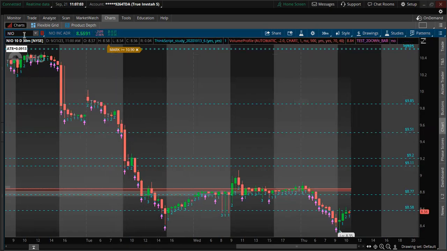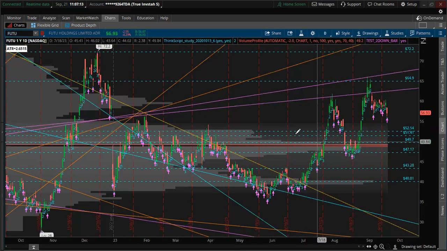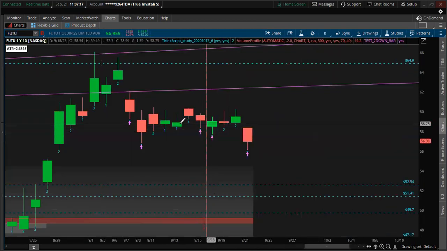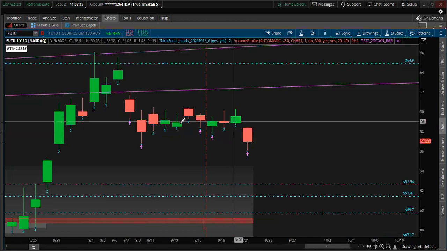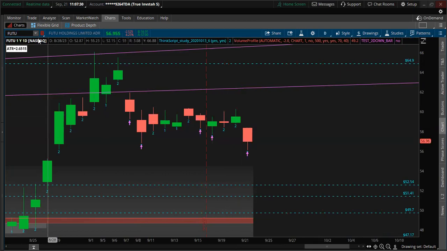Let's talk about some structured entries. We're gonna go to Futu. So Futu, this was called today. To give a background on Futu, I knew that this was going to break structure just like Neo did. Neo was to the side. It was very sideways. Like I say, consolidation creates opportunity. We know that this is going to break above or below at a fast pace sooner or later.